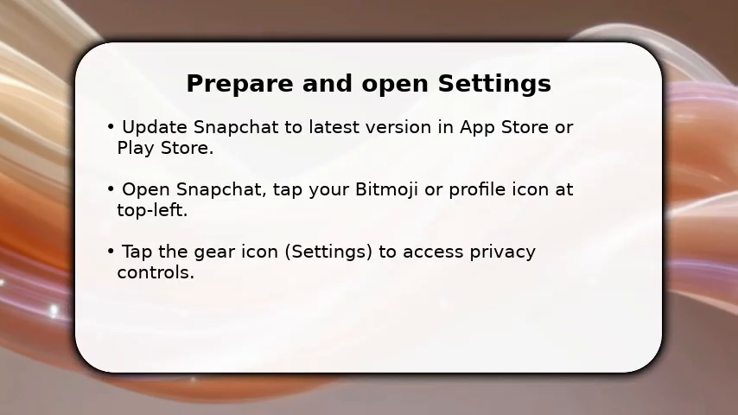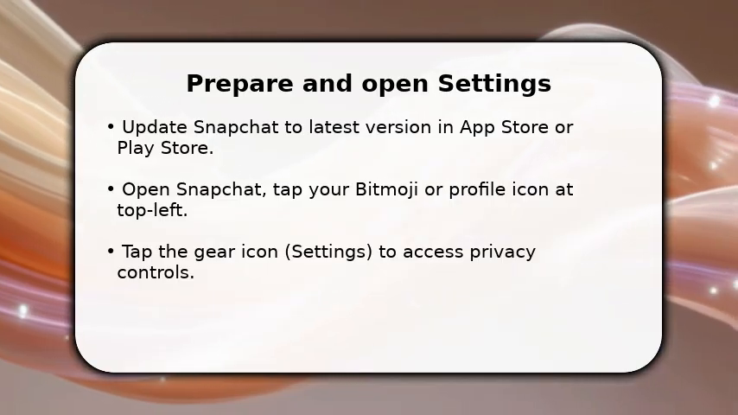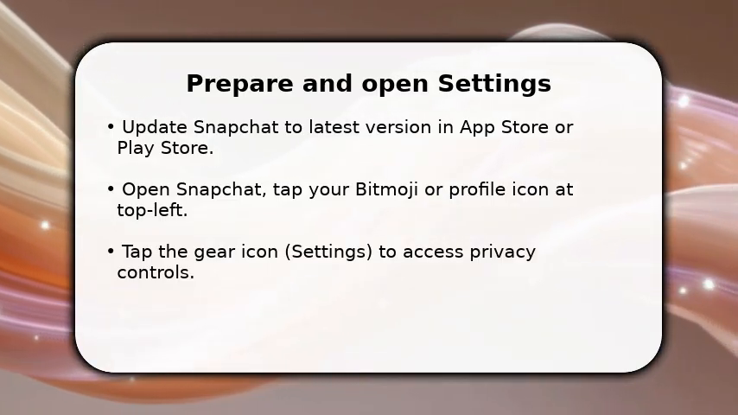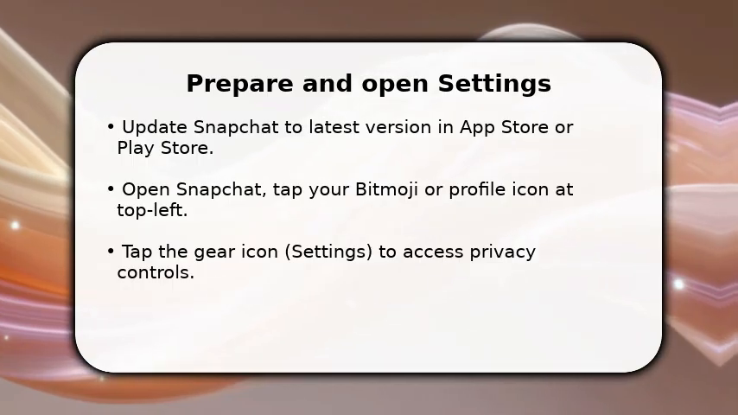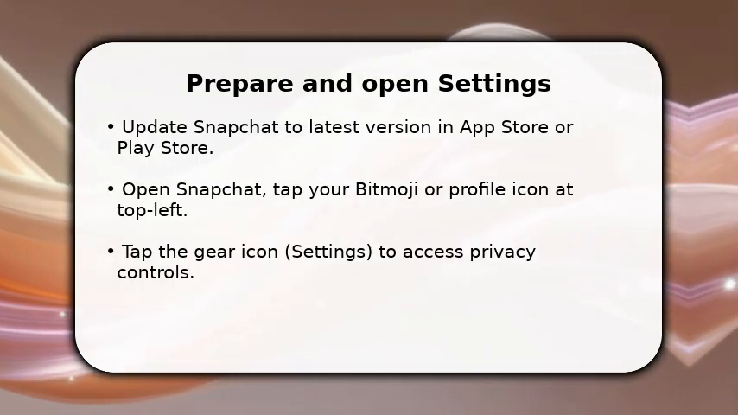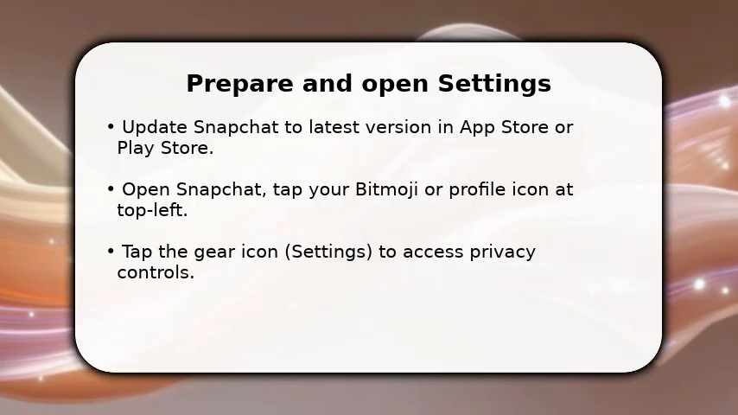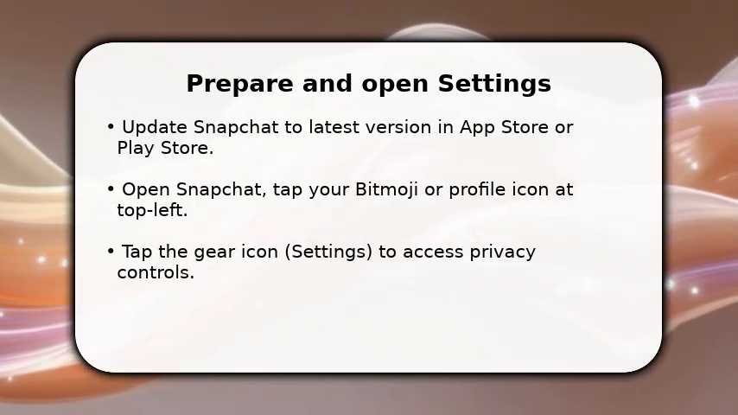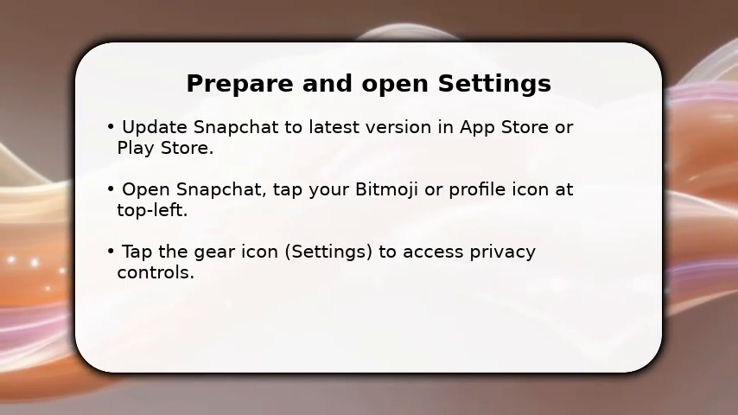You start by making sure the app is current and you're signed in. Once done, tap your Bitmoji or profile icon at the top left, then the gear to open settings. You do this because older versions can keep showing outdated presence indicators. Now find the privacy section, you'll act there.